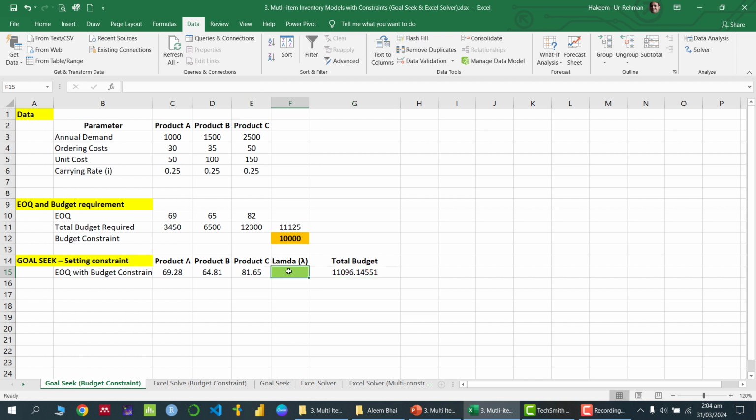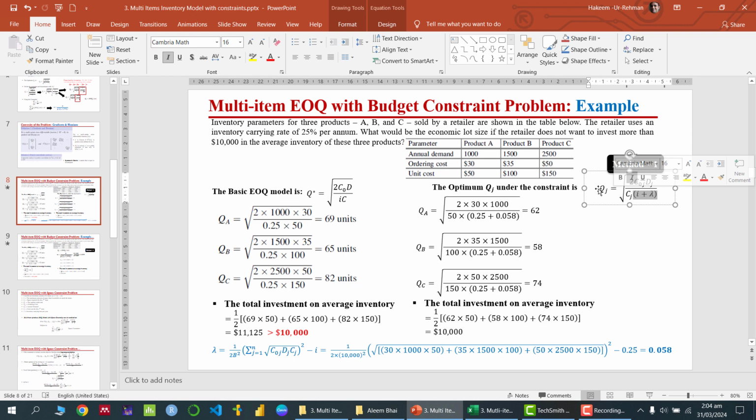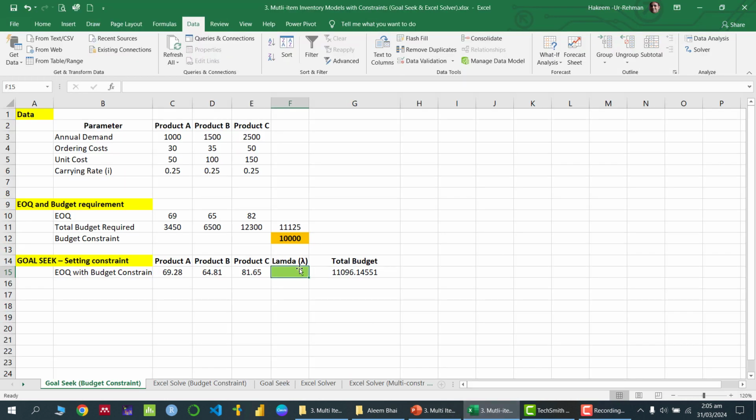So the idea is, now we need to find out what should be the value of lambda. That means we need to find this lambda, so that we would be able to find such an optimum order quantity that it shouldn't be more than our budget. So how can you do that? In order to find out the lambda, we can use Excel.